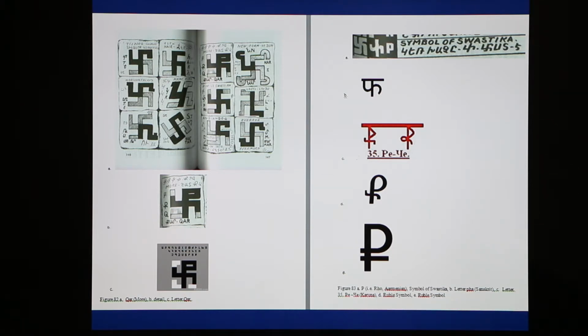So we go from an Armenian letter to a Greek letter, to a Sanskrit letter, to a Russian letter, and then Russian currency, all connected at a deeper level.